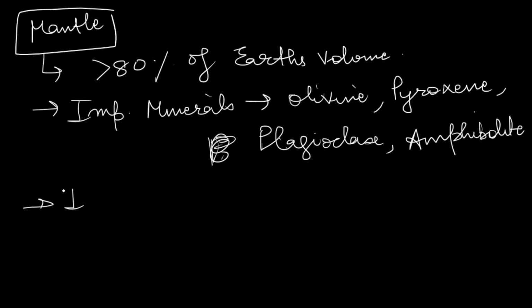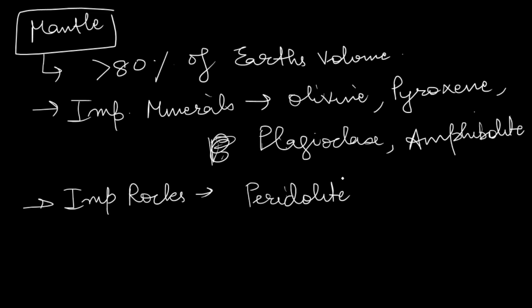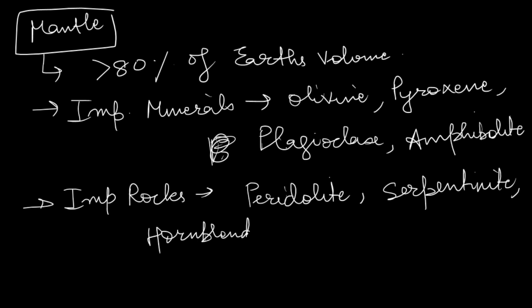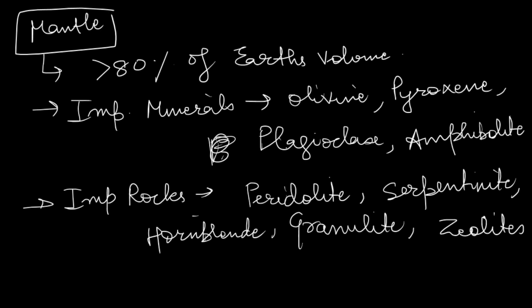There are certain important rocks also. The important rocks are peridotite, then we have serpentinite, then hornblende, then granulite, then zeolites. So these are the important rocks. The mantle is also divided into two parts, that is upper mantle and lower mantle. First of all we will discuss the upper mantle.